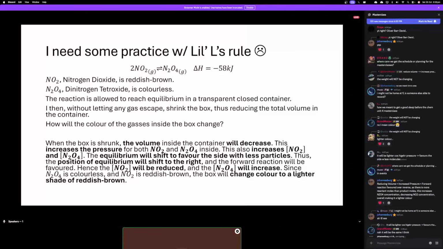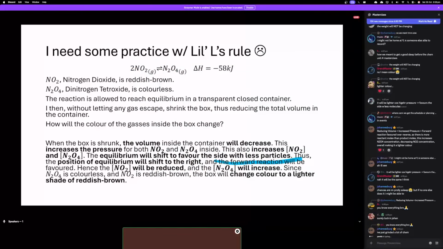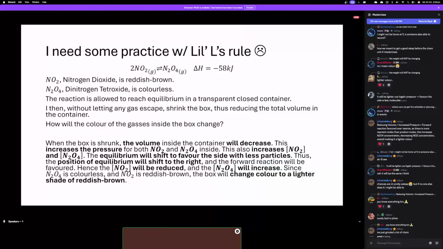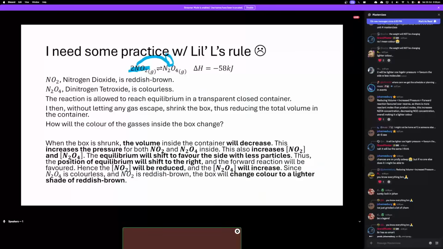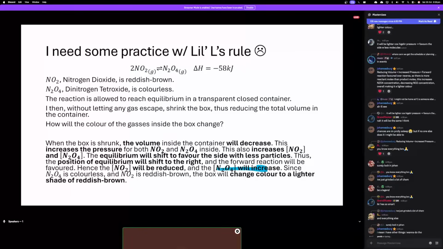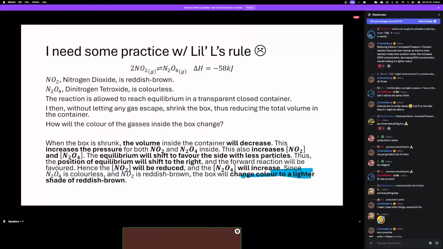Yep. Position of equilibrium will shift to the right. Why? There's two particles here, one particle here. So, two particles on one side, one particle on the other. Forward reaction is favored, right? Concentration of NO2 will be reduced because we said the forward reaction is favored. Concentration of N2O4 will increase, and then we already said the colors, so it will change to a lighter shade of reddish brown.